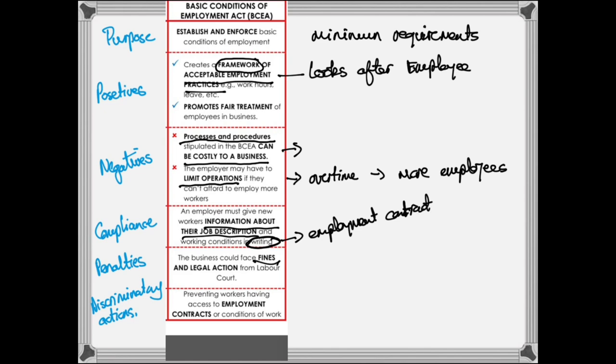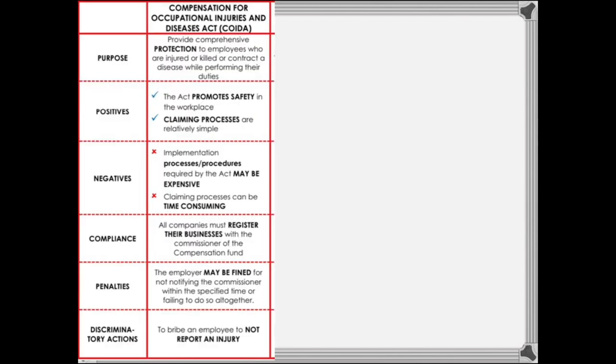The business could be fined and legal action could be taken, and this is then done through the labor court. Remember that the CCMA focuses on the Basic Conditions of Employment Act and the Labor Relations Act, and this will happen in labor court. So this is not a civil lawsuit. Then discriminatory actions with regards to basic conditions of employment is preventing workers having access to their employment contract. So telling them they can't know what their contract says, or they don't have a copy of their contract, or they don't know what the conditions are that they work under.